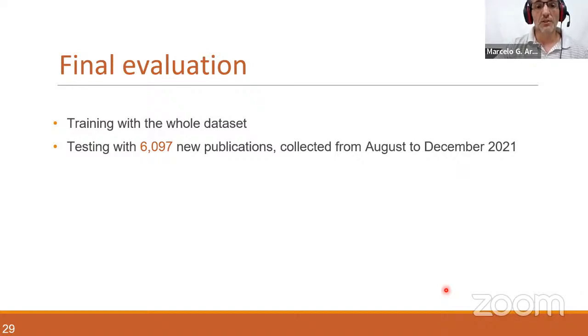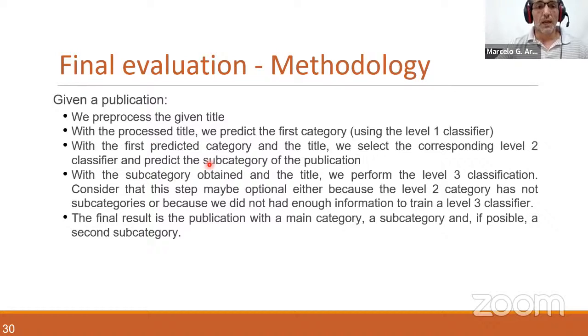And the final evaluation consists in training a model with the whole data set and using new publications from the moment that we made the cut for performing the research. The platform collected 6,000 new publications. So we pre-process the title of each publication.